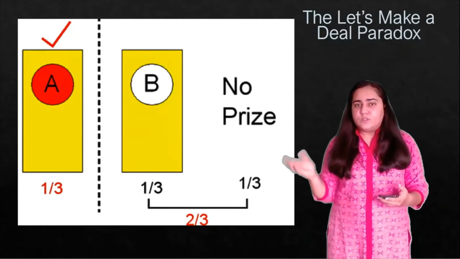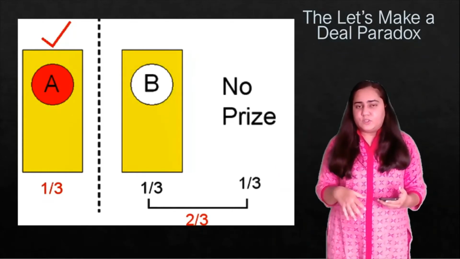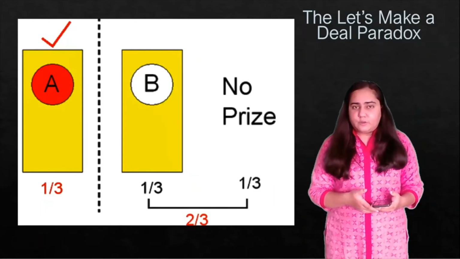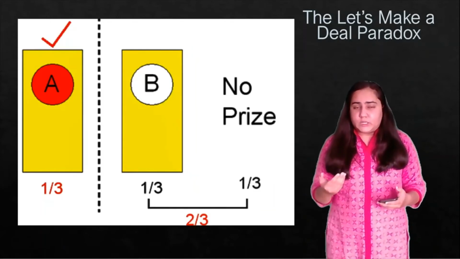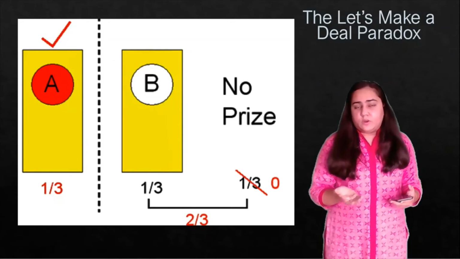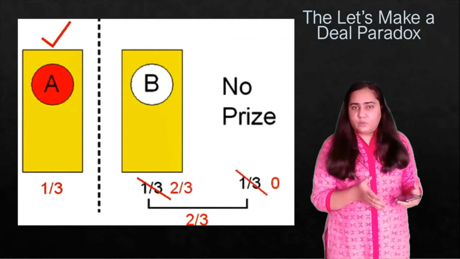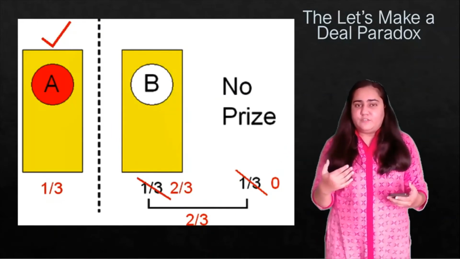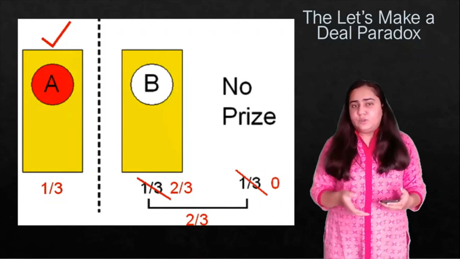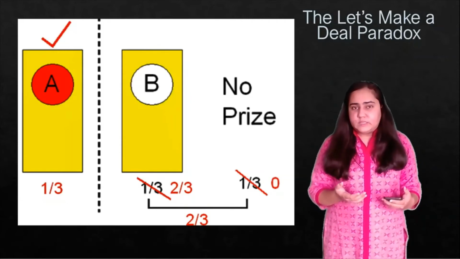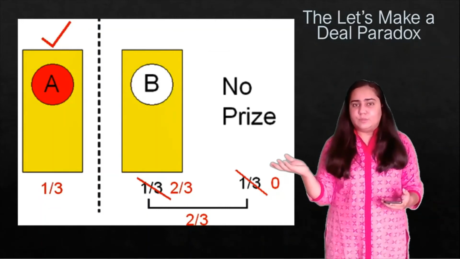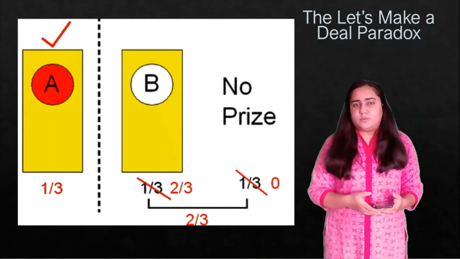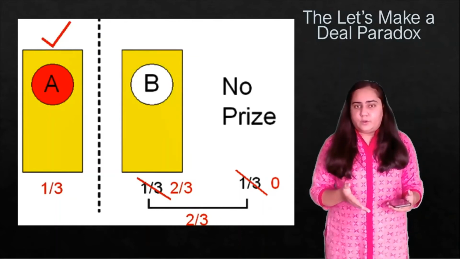Now assume the host selected door C and opened door C, and there is no prize behind door C. So you are left with now door A and B. Should you switch or should you remain with A? Because C is gone, now the probability of the gift being behind B is 2/3, so it's actually more, which means you should actually switch to B. That is the more appropriate choice because A is having a probability of only 1/3, right?